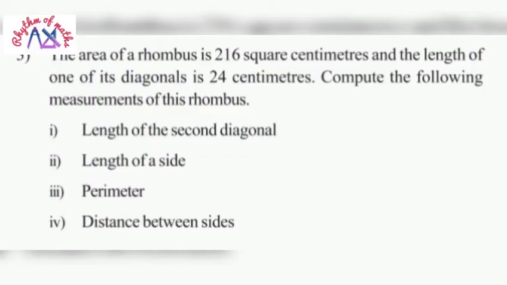Question number 3. The area of a rhombus is 216 square centimeters and the length of one of its diagonals is 24 centimeters. Compute the following measurements of this rhombus. First sub question, length of the second diagonal. Second, length of a side. Third, perimeter, and fourth, distance between sides, that means height.